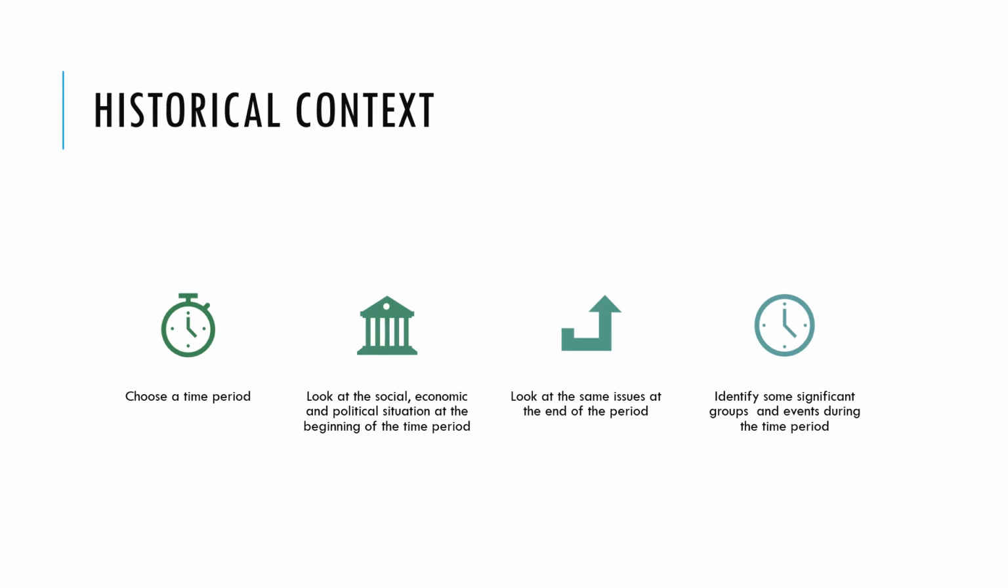Okay, so what we've been looking at today is historical context. We looked at what historical context is and what you have to do in terms of the essay about historical context. The first step for you is to choose a time period that you are going to write about in your essay. For the first paragraph after the introduction in the essay, you have to look at the social, economic, and political situation at the beginning of the time period. And that's what you write about in the first paragraph after the introduction.